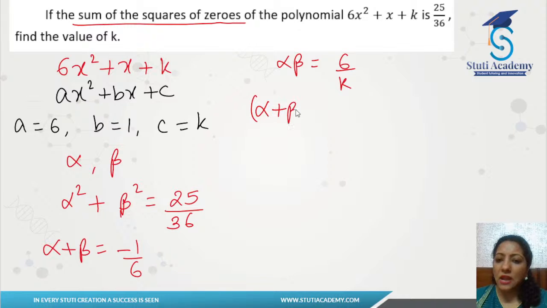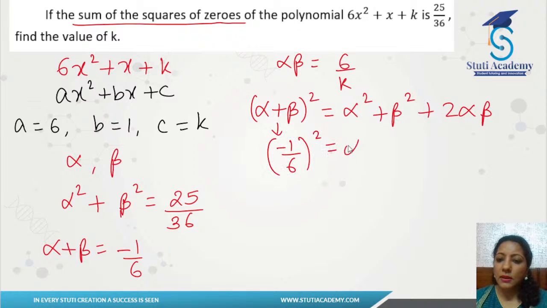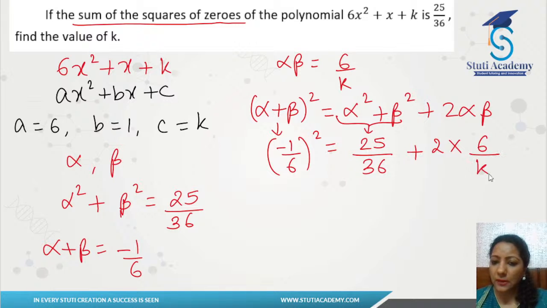Then let us take alpha plus beta whole square. This is alpha square plus beta square plus 2 alpha beta. Now alpha plus beta, we know it is minus 1 by 6. And alpha square plus beta square, it's 25 upon 36, it's given to us. Okay, now I'm going to write here 25 upon 36. And then we have 2 times alpha into beta.